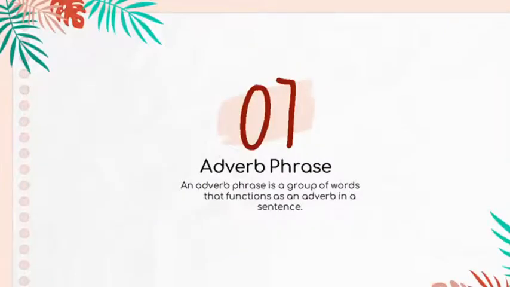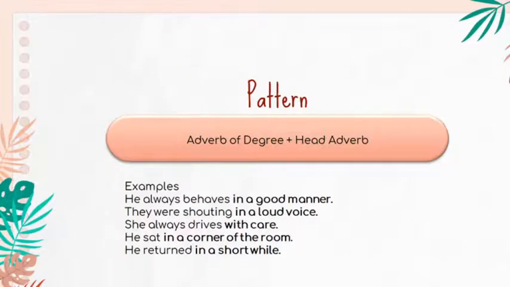And then for the next we have adverb phrase. An adverb phrase is a group of words that functions as an adverb in a sentence. It consists of adverbs or other words such as preposition, noun, verb, or modifiers that make a group with a word like an adverb in a sentence. An adverb phrase functions like an adverb to modify a verb, an adjective, or another adverb. Here is the pattern of adverb phrase. As we can see, the pattern consists of adverb of degree plus head adverb.